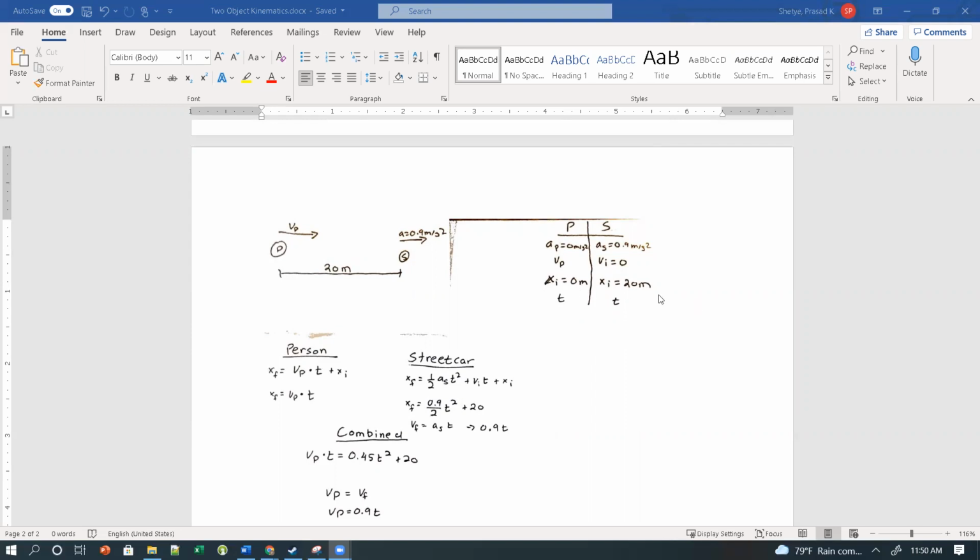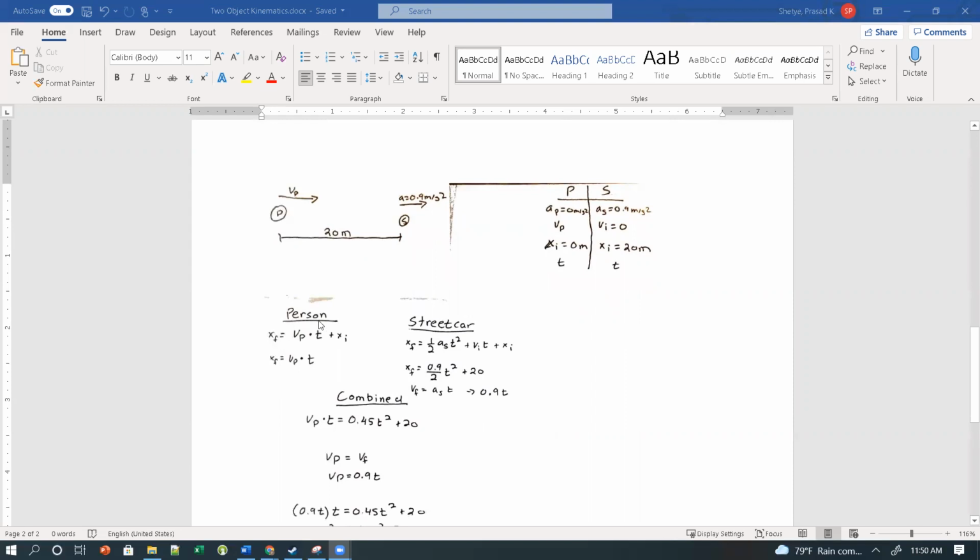So now we can try figuring out the final displacement. We know that the final displacement for the person is just going to be velocity times time plus the initial position. We know this because there's no acceleration. So the simplest equation we can use is velocity times time. We also know that the initial position we stated was 0. So that will cancel out and we just get the final displacement for the person is the velocity of the person times time. The streetcar is a little bit more complicated.